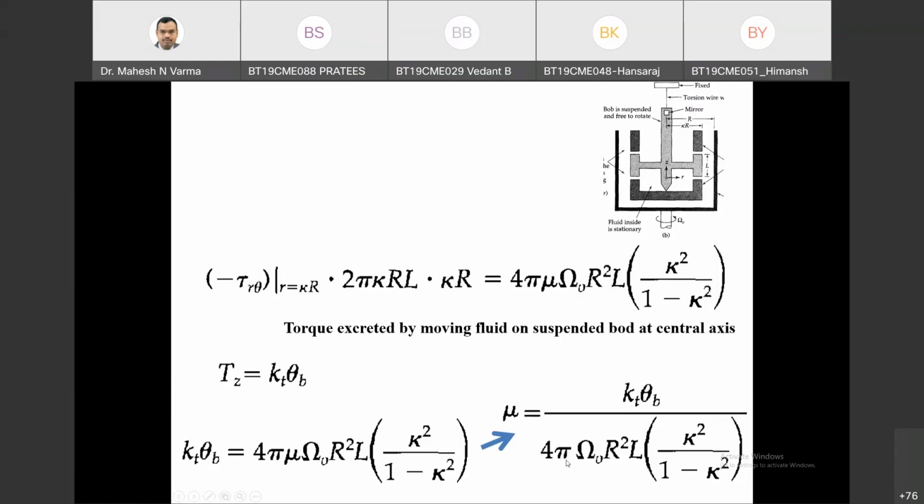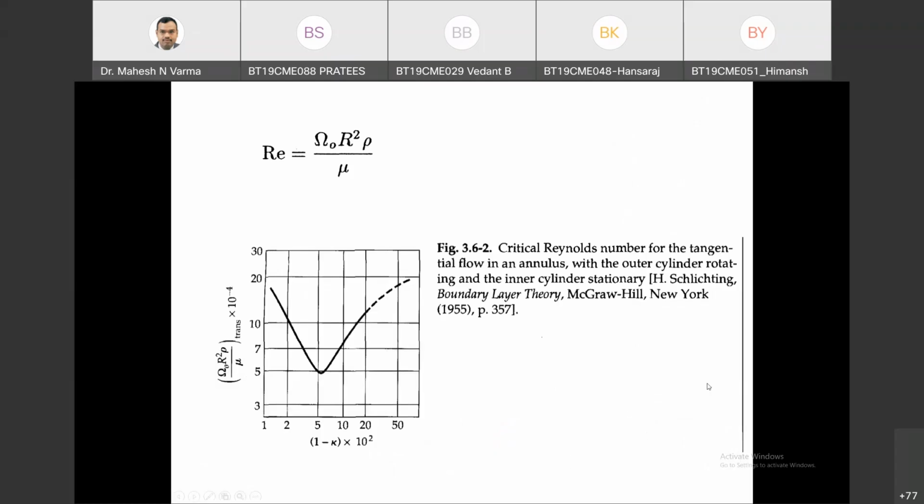Then 4 is a constant, pi is a constant, omega 0 is the rotational speed of the outer cup, R is the radius of the outer cup, and L is the length of the suspended bob which is exposed to the flowing fluid and free to move, and kappa is the ratio of outer radius to inner radius. So we can measure the viscosity of a given fluid using this equation. This is what we have discussed. And this is the Reynolds number, which for this case is defined as omega squared R, with this variation.